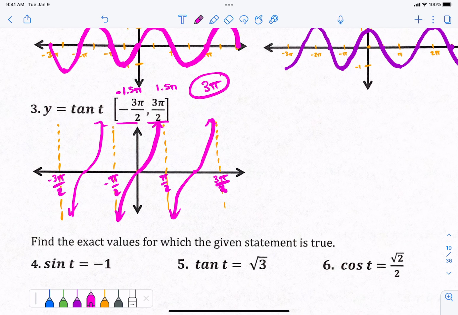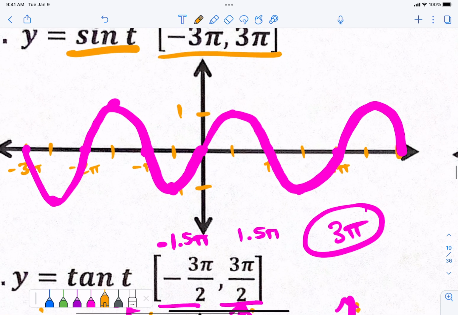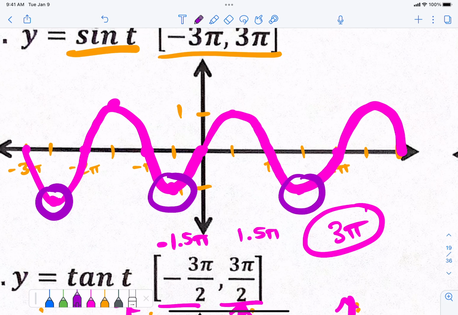Okay, now we get to maybe the confusing part-ish. Okay, they say find the exact values when sine is negative 1. Okay, so let's go up to the sine graph. Let's just look at him. Where is he touching negative 1? Right here. That's negative 1, right? And right here, he's negative 1. And right here, he's negative 1, right?